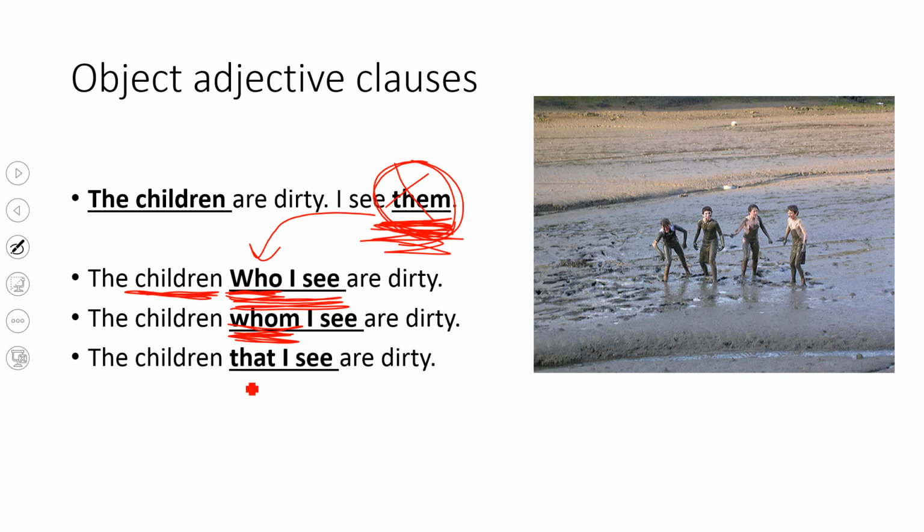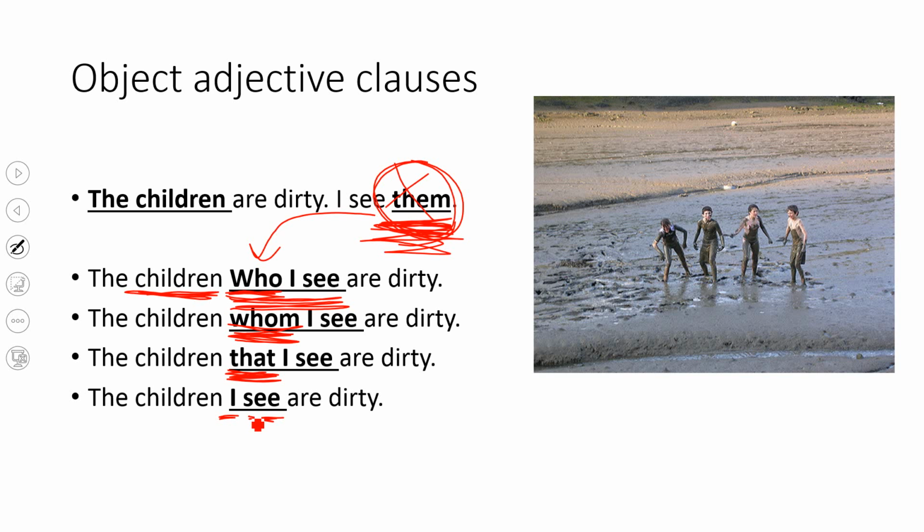Now I can use that also, so we remember we use who for people, which for things, but we can use that for both people and things. Also, for object adjective clauses, where I have in the adjective clause a subject and a verb there, I can also have no relative pronoun. The children I see are dirty.